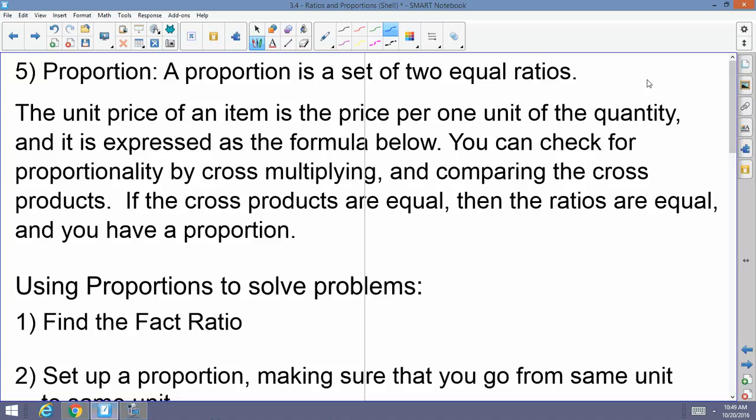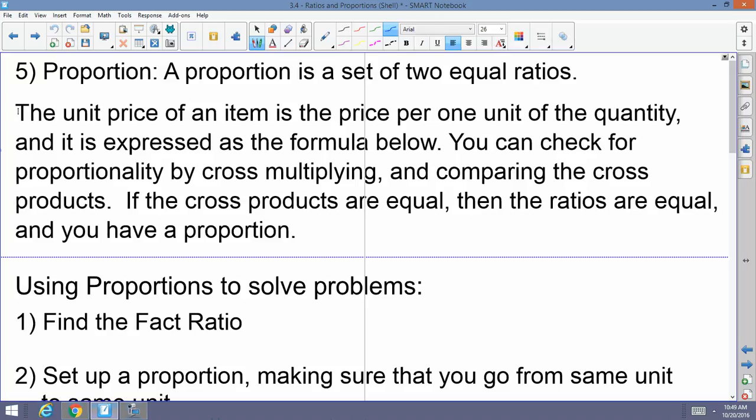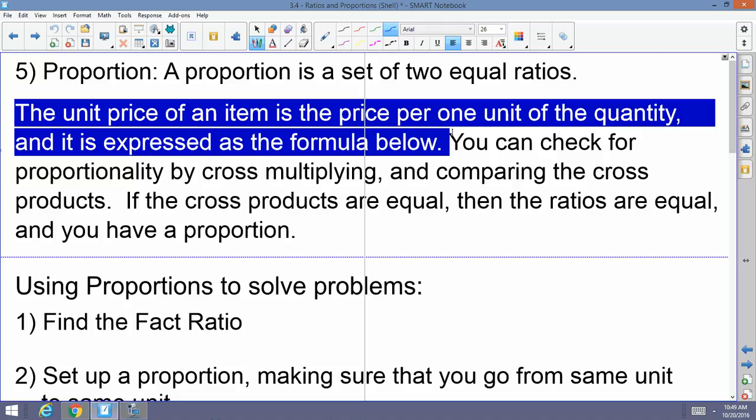The unit price of an item is the price per ounce of one unit, and is expressed, what the heck? Wow. Wow, this is an epic fail, guys. I made so many mistakes on this, and there's no excuse.